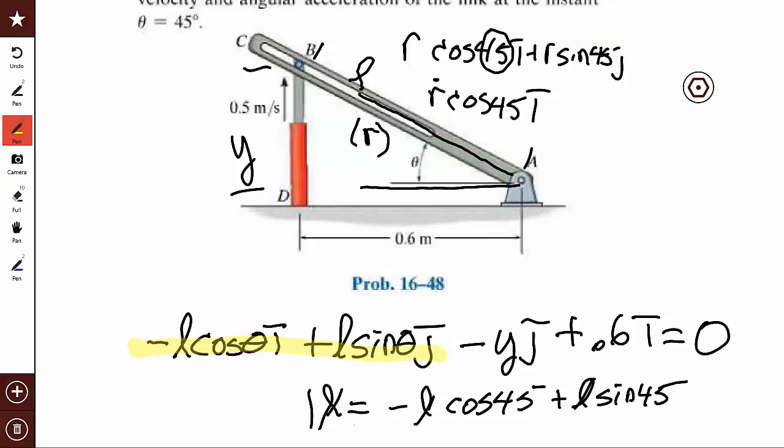What makes a point special? Number one, you want to know something about what it's doing, because the problem says find the velocity of C. Number two, it's a point that you know something about. For example, is A special? Don't you know it's in permanent contact with the ground? Doesn't that mean it has the same velocity as the ground? Doesn't that mean you know something about it? Is it special? Yes, it is.